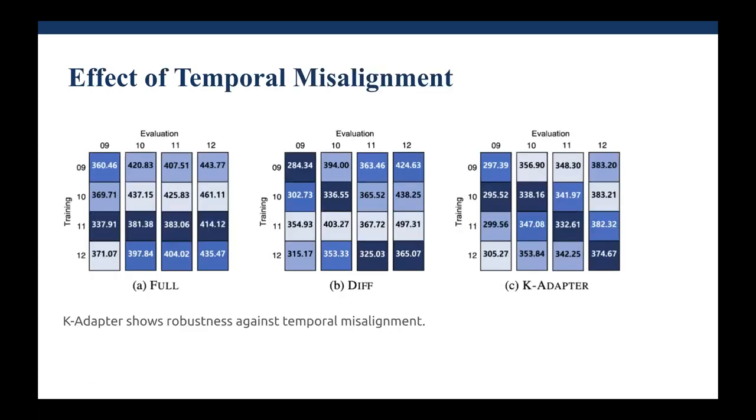For additional analysis, we observe model performance when temporal misalignment occurs, which refers to when training and evaluation period is different. Different from full and diff model, K-adapter model perplexity does not increase much even if misalignment occurs. This shows that K-adapter model is not only good at temporal adaptation, but also robust to temporal misalignment.